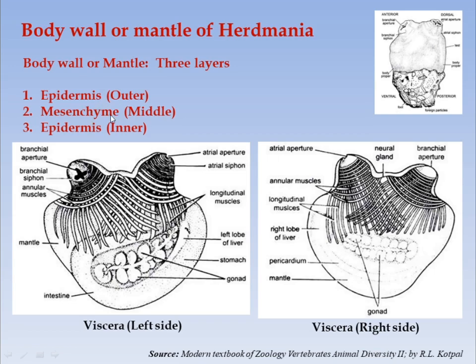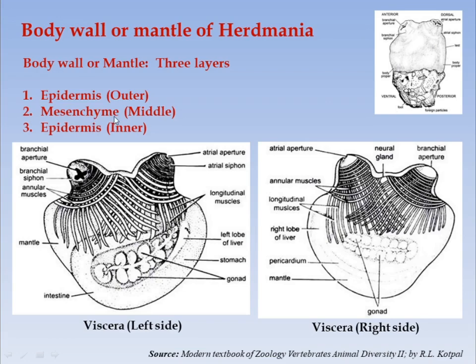Now the second or the middle layer is mesenchyme. Just below the epidermis lies the mesenchyme. And this mesenchyme, as we all know, there are three germ layers. तीन germ layers होती है, ectoderm, endoderm and mesoderm. So mesenchyme is derived from mesoderm.